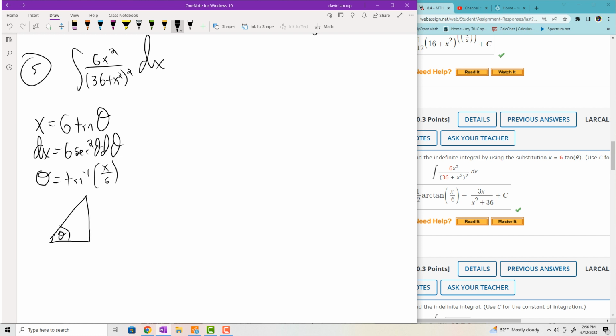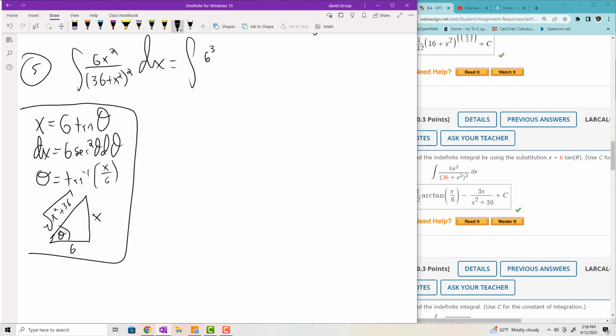So theta, what do we have? Opposite over adjacent, and then the third side from Pythagorean theorem would be square root of x squared plus 36. Okay, great. Now I can start doing all my substitutions. So I have the integral of 6 times 36 tan squared, since x squared is 36 tan squared. Let me write that as 6 times 6 times 6, which is 6 cubed tan squared theta. And then down below, I'll have 36 plus another 36 tan squared theta. And then the dx, be careful, dx is now 6 times secant squared theta d theta.